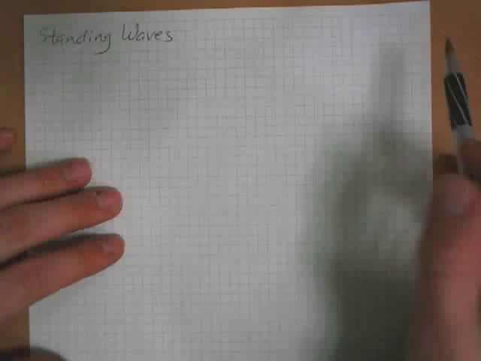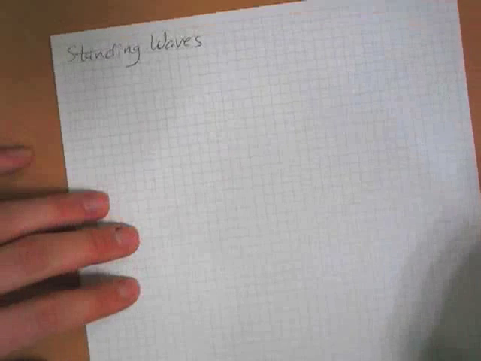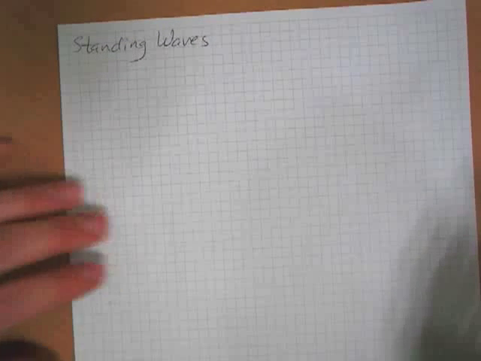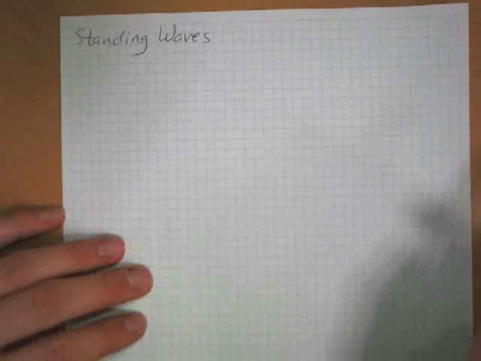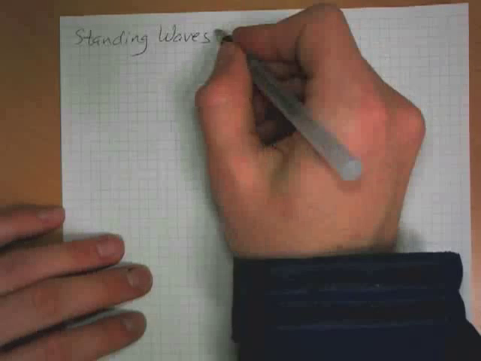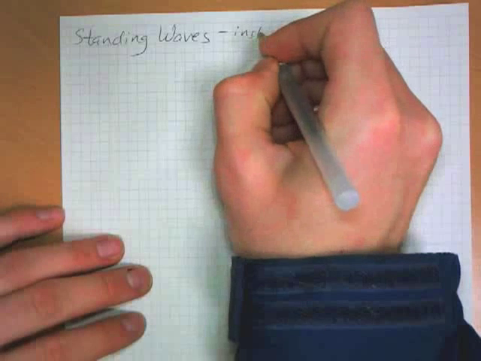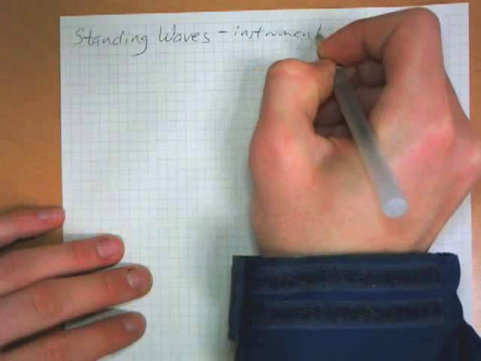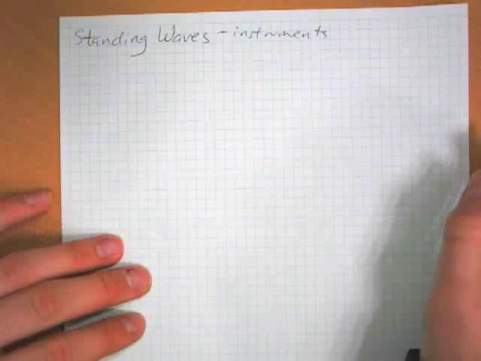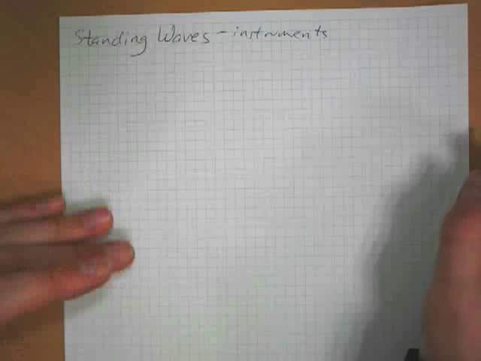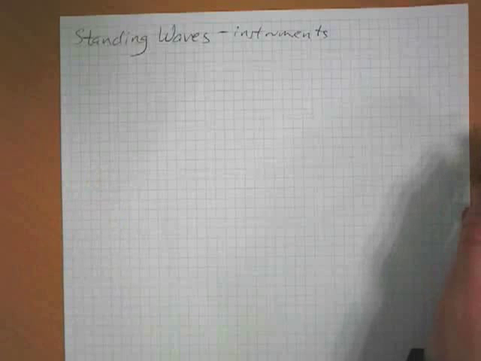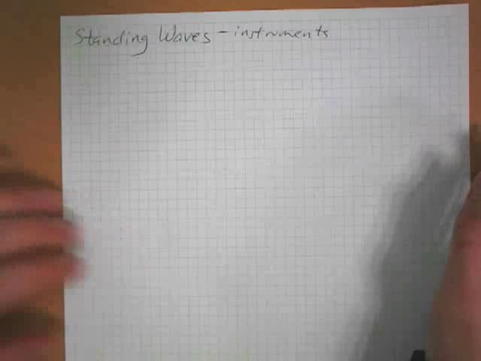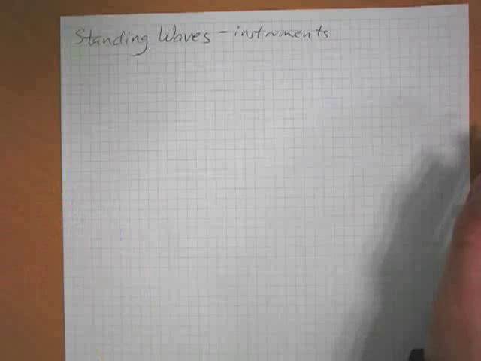Standing waves are a very particular type of interference between waves that produce a very particular sort of pattern in the wave. Standing waves are used in instruments. Whenever a musical sound is played, it's producing a standing wave somehow, either on a string or in a tube, depending on what kind of instrument is being played.